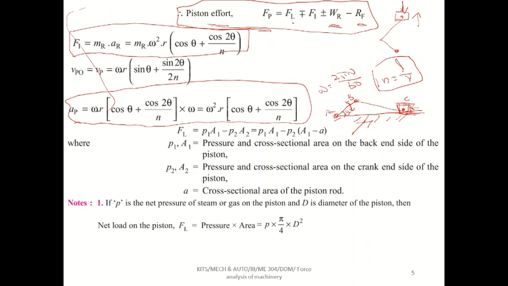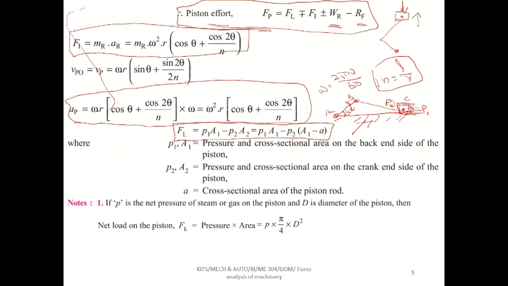Finally, net load. The net load formula is FL equal to P1A1 minus P2A2. P1 means pressure in the top side of the piston. P2 means pressure in the bottom side of the piston. Otherwise, P2 will be atmospheric pressure. But most of the time they won't give the P2 value.